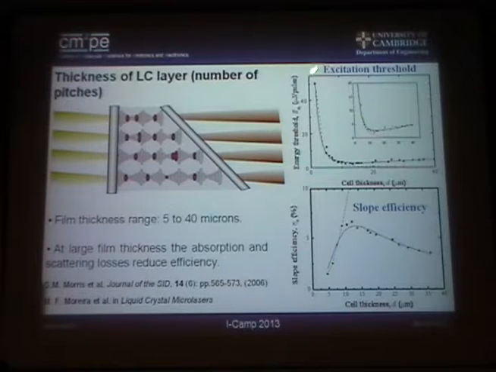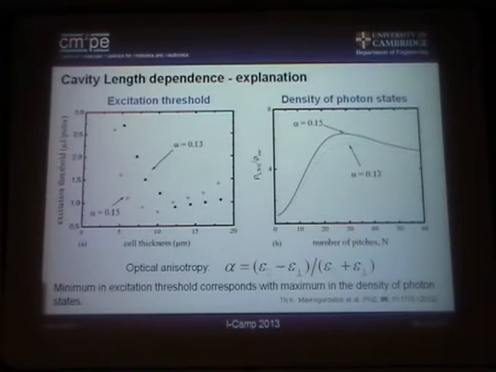And you can see there's quite a dramatic effect: the threshold is very high when the sample is very thin, and we didn't actually see anything lower than 5 microns. As you increase the thickness, you go through a minimum before it starts to increase again, as scattering losses and absorption losses take over. The slope efficiency shows the inverse of what the threshold is doing, and you get a peak. Our general finding for the types of liquid crystals we've always looked at is that this peak occurs somewhere between 10 and 15 microns. So anything in there is where you're running at maximum slope efficiency and minimum threshold. So we've tried to understand that.